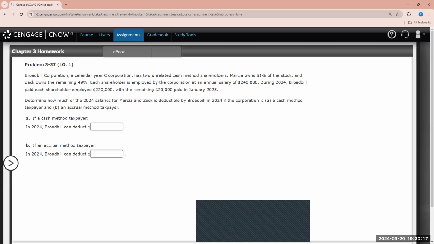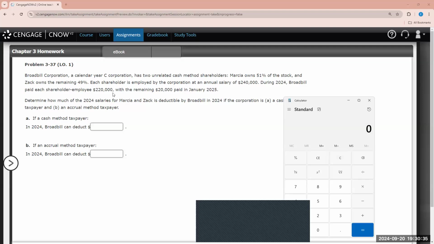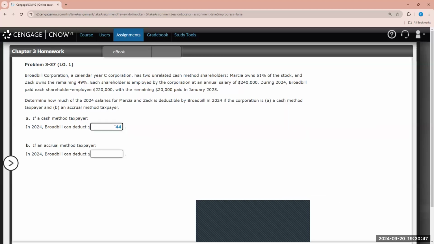So for this example, if they are a cash method taxpayer, they want to know how much can we deduct. Under the cash method of accounting, the salaries are deductible in the year in which they are paid. So in such case, here we see that they paid each shareholder employee $220,000. So we multiply it by 2. Under the cash method, they can deduct $440,000. So again, that's one of the key differences between the cash basis and the accrual basis.